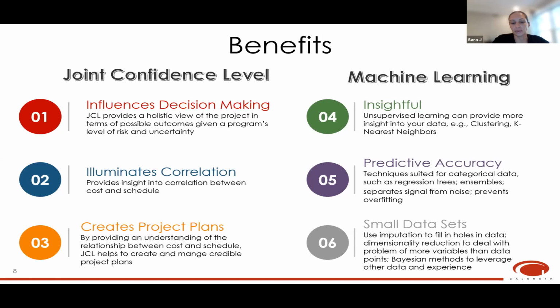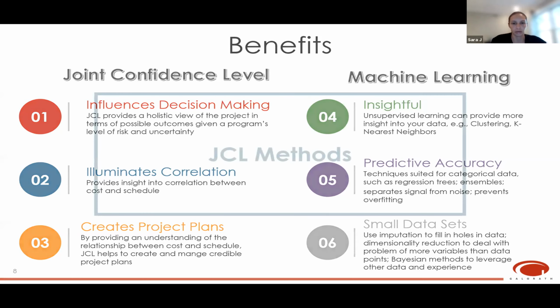Machine learning can separate signal from noise and prevent overfitting. When you have smaller data sets, you can use imputation to fill in holes, such as when you have more variables than data points. You can also use Bayesian methods, or what we call chained equations, to perform multiple imputation.